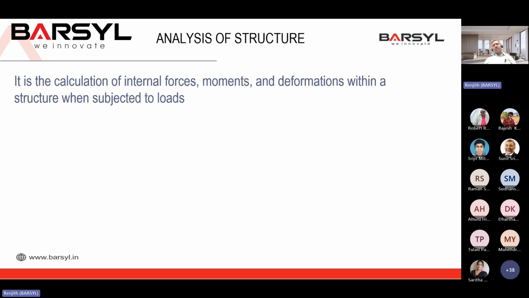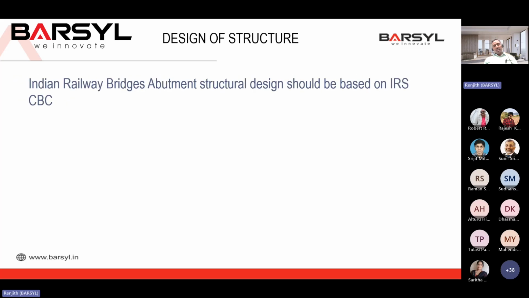In the usual case, a pile cap will be provided for the abutment structure, and below that, piles will be there. So that is about the analysis and design of the structure. Simply, it is a cantilever retaining wall. This is the simplest way I am explaining this abutment analysis and its design.